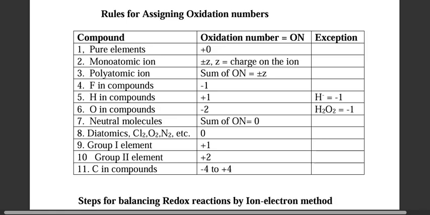So for example, the rule is that for pure elements, the oxidation number is 0. For monatomic ions, the charge on them is simply their oxidation number. For example, if I give you sodium, sodium is a pure element, and it's found in group 1. There's a rule to say group 1 elements, their charge is positive 1. When this guy loses an electron, it becomes sodium plus, meaning the charge is simply a positive 1. This is going to be the oxidation number for sodium.